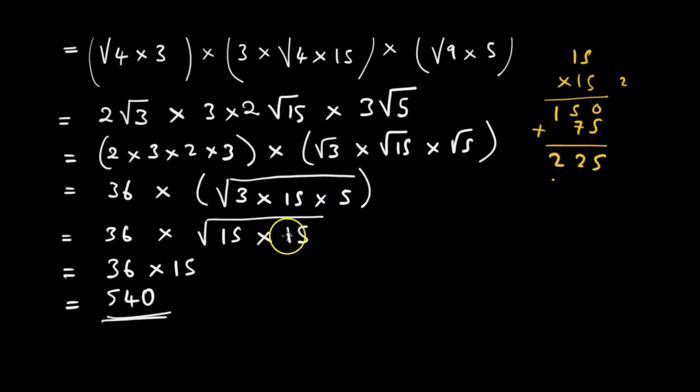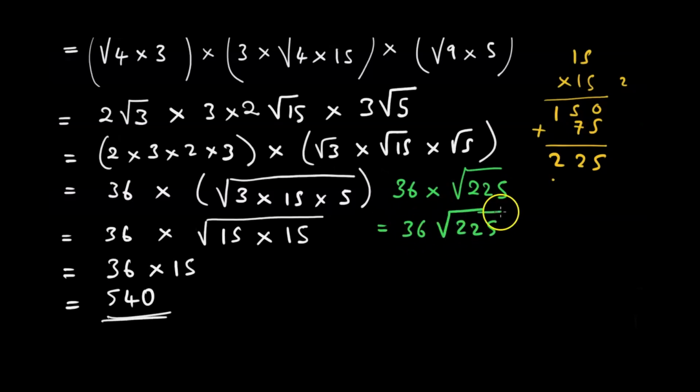So it may happen here instead. We can start by saying 36 times the square root of 225. This is equal to 36 the square root of 225.